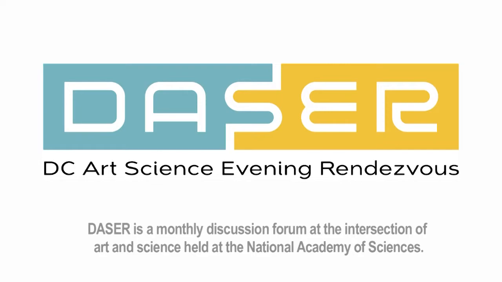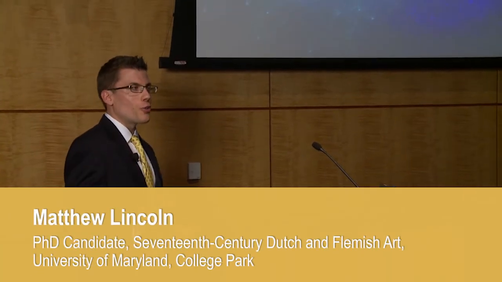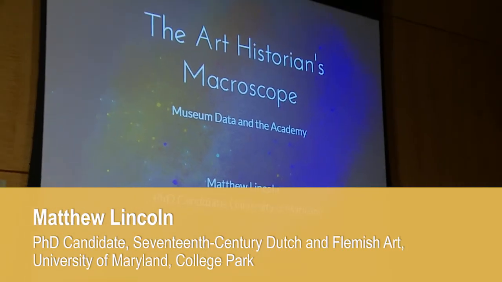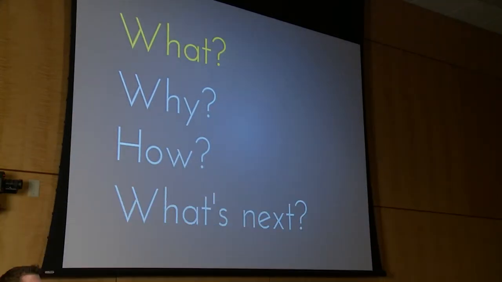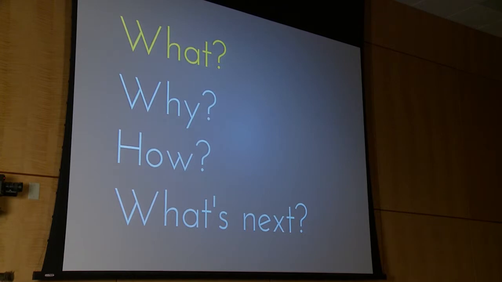Today, I'd like to talk about something I'm calling the Art Historian's Macroscope. I'm going to talk about it in a few ways. One, what on earth do I mean by this, and why do art historians in particular need it? I'm going to show an example of how I'm using this in my own research, and I'll finish up, kind of like the last panelist, with a few thoughts on what this might mean for the future of museums and academic art historians working together.